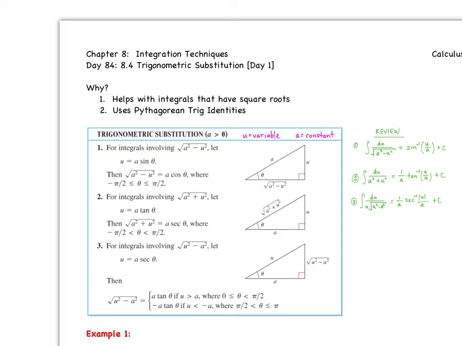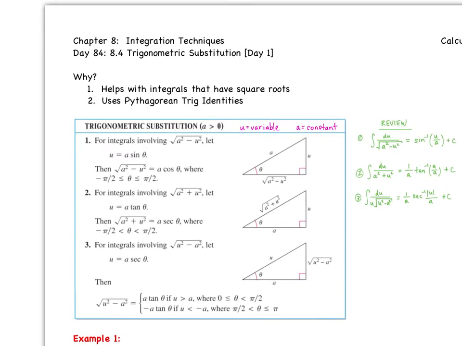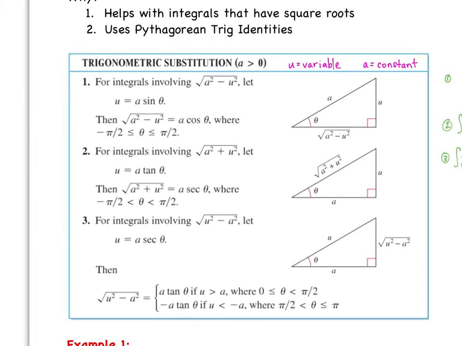So just kind of a review. Make sure you get these down, these three integrals dealing with inverse sine, inverse tangent, and inverse secant, to deal with those integrals. So with trig substitution, let's zoom in on this box here. When would we use trig substitution?